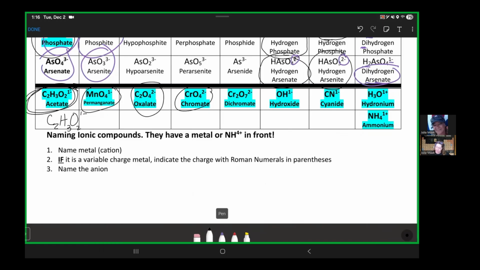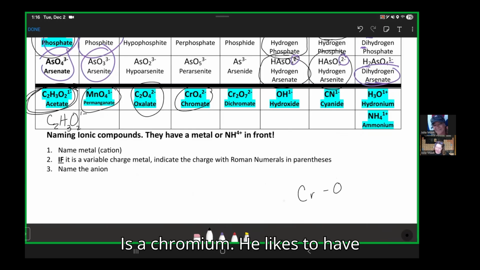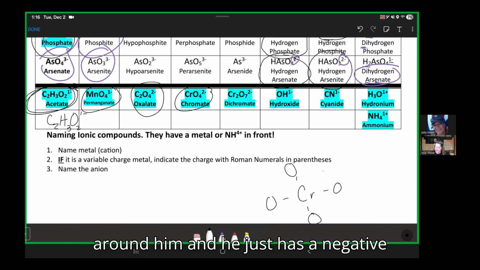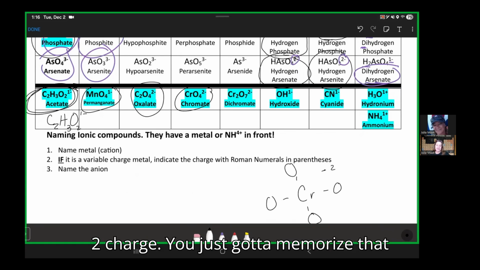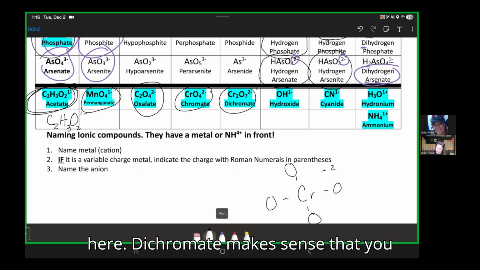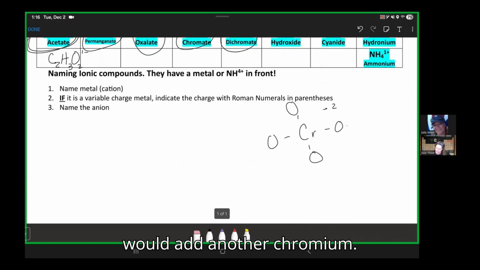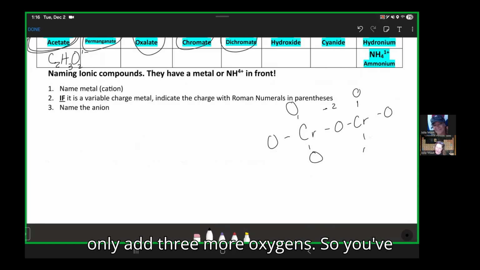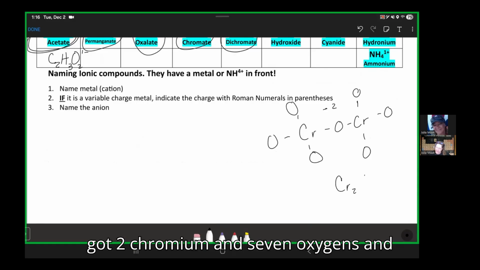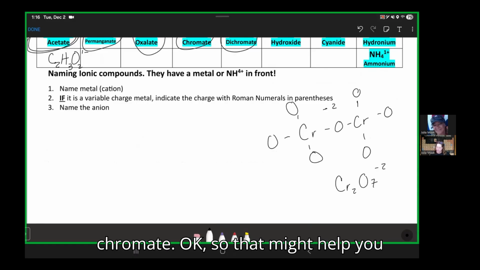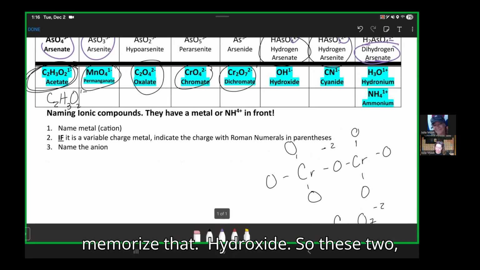Your chromate is a chromium. He likes to have 4 bonds, so he gets 4 oxygens around him, and he just has a -2 charge. You just got to memorize that he's a -2. Your dichromate here. Dichromate makes sense that you would add another chromium. So I added another chromium. But now if I'm adding oxygens, I can only add 3 more oxygens. So you've got 2 chromiums and 7 oxygens, and he still is the -2, just like chromate. So that might help you memorize that.